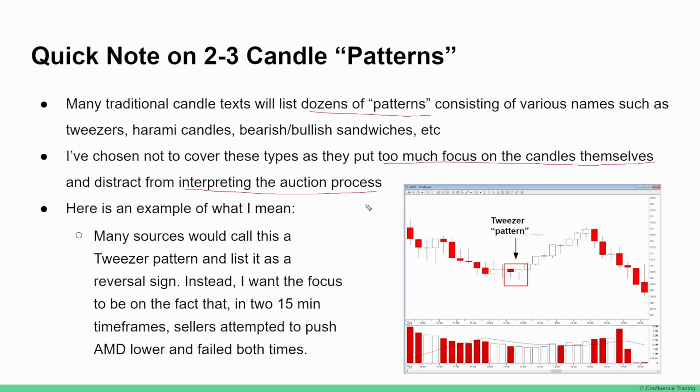And here's an example of what I mean. Many sources would show this 15-minute chart of AMD, and they would highlight these 2 candles here, and they would call it a tweezer pattern. But what I want you to focus on is that for 2 15-minute periods, sellers attempted to push the price below this level. And both times it was bought back up and essentially failed to break down. So that key takeaway piece of information is what's important, not the fact that this is called a tweezer pattern, right? The key takeaway is that sellers failed 2 times in a row and buyers stepped in and supported price.